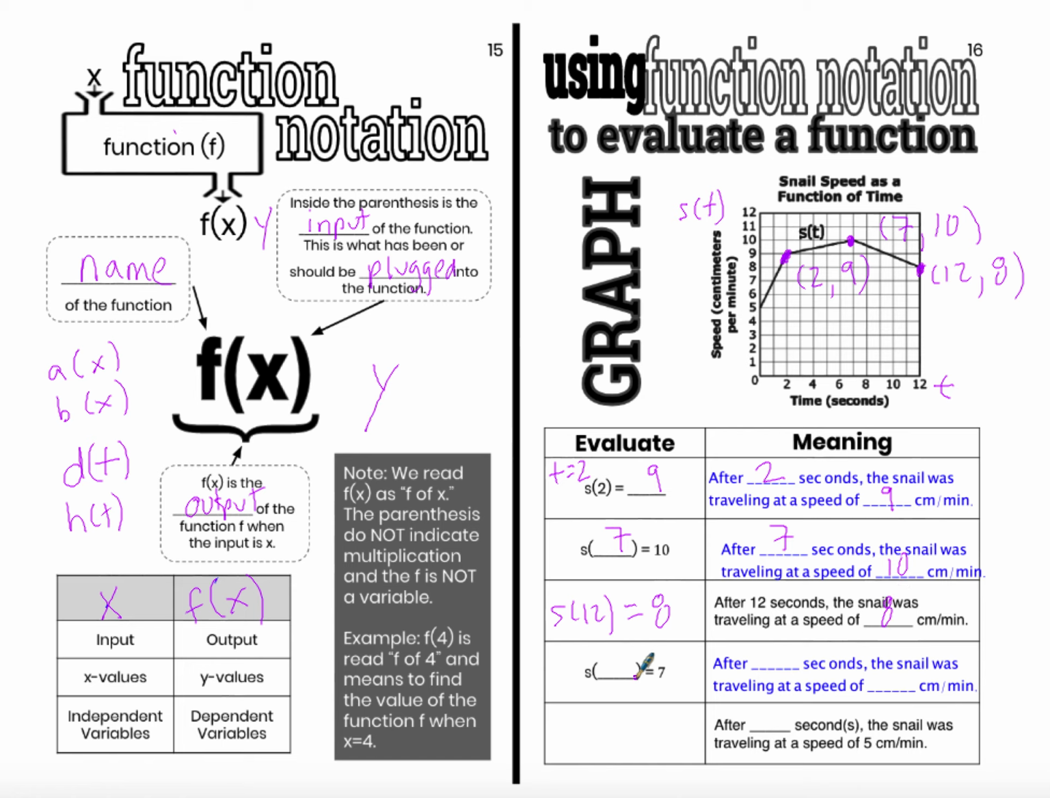Here we're given the output of 7. Output of 7, that's this point right here. Looks like 1 and 7. So after 1 second, the snail was traveling at a speed of 7 centimeters per minute. S of 1 equals 7.